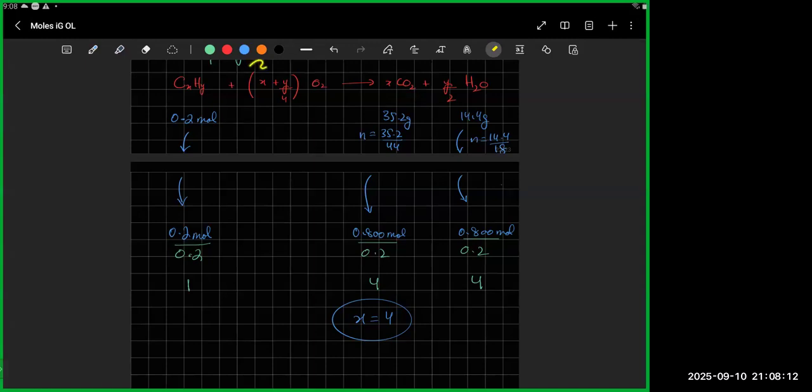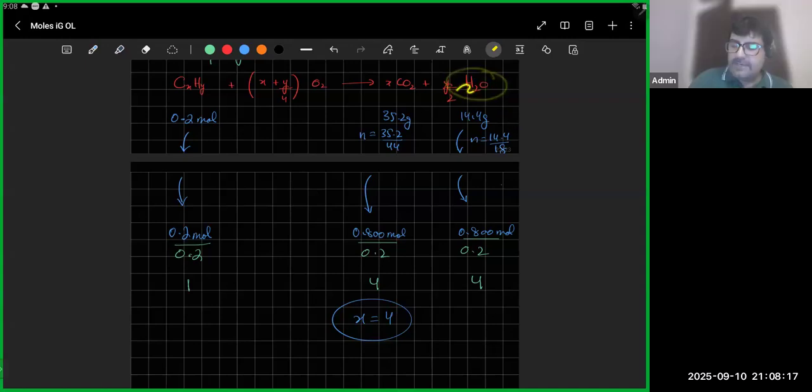Similarly, the other part is that water should be how many moles? Y by 2 moles, right? Over here, I'm getting how many moles of water? I'm getting 4 moles of water. So that means this Y by 2 must have a value of 4. So I'm getting 4 water molecules. So that means Y by 2 has a value of 4, which means Y will have a value of 8. If I rearrange that, we're going to get Y is equal to 8.